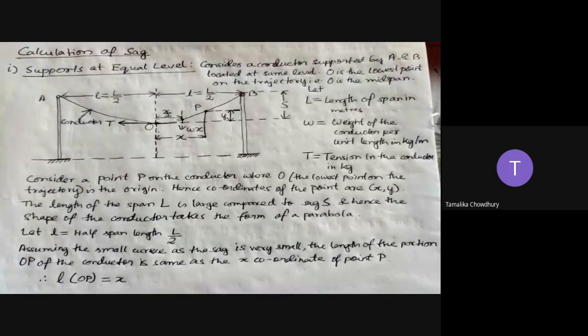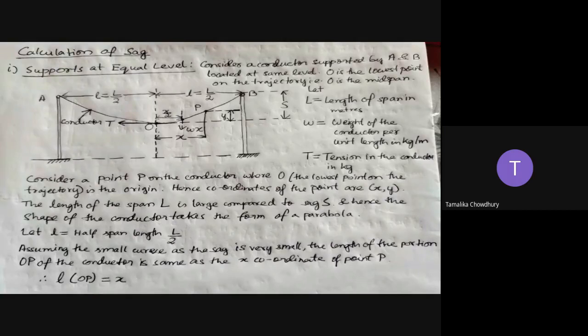So this difference in level marked as S is basically the sag. We are considering a conductor supported by the two towers A and B located at the same level. This is the sag calculation when the supports are at equal level.